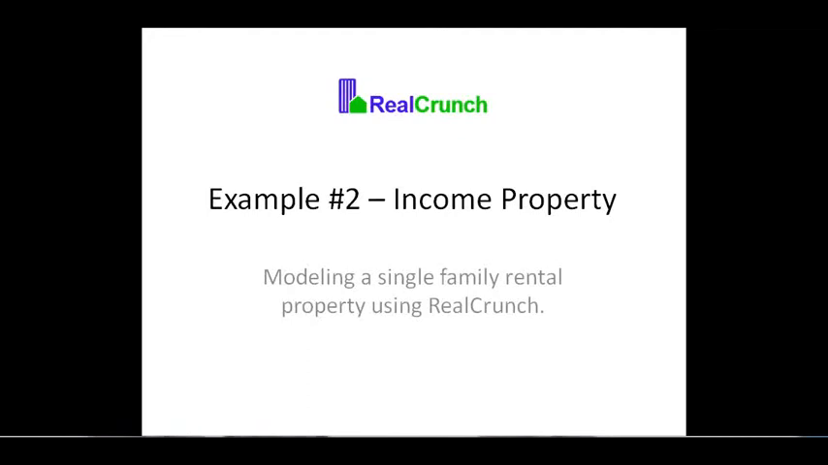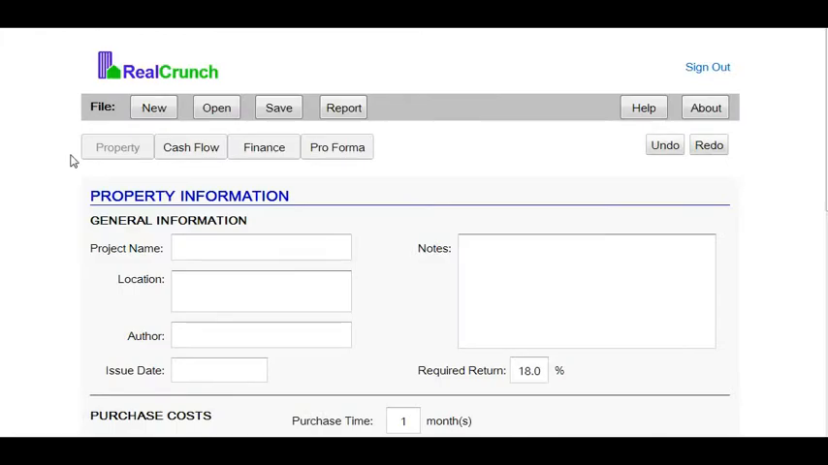Welcome to RealCrunch Real Estate Property Analysis Software, example number 2, Income Property, modeling a single-family rental property using RealCrunch. When the software opens, you'll end up on the property page, which you can notice up here in the navigation buttons.